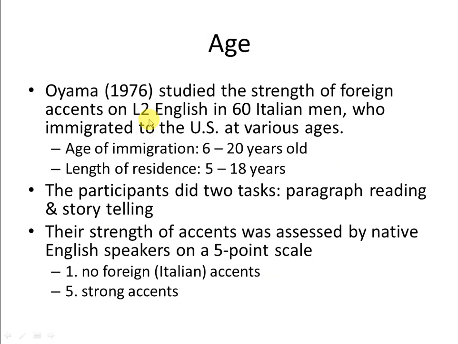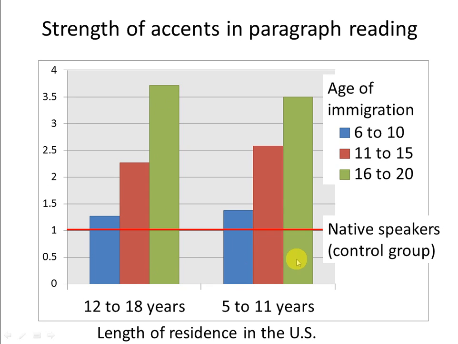And obviously this group had a very strong accent, and these are the people who came to the US when they were 16 to 20 years old. So these are the people who came to the US late in their life. And the Italian men who arrived in the US when they were very, very young, like when they were 6, had weak accents. Okay, so obviously here we can say that the strength of foreign accents is related to the age of arrival or age of immigration.